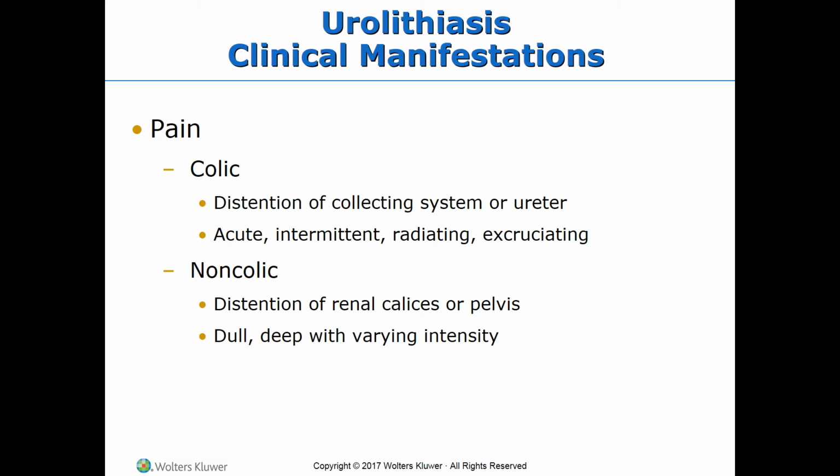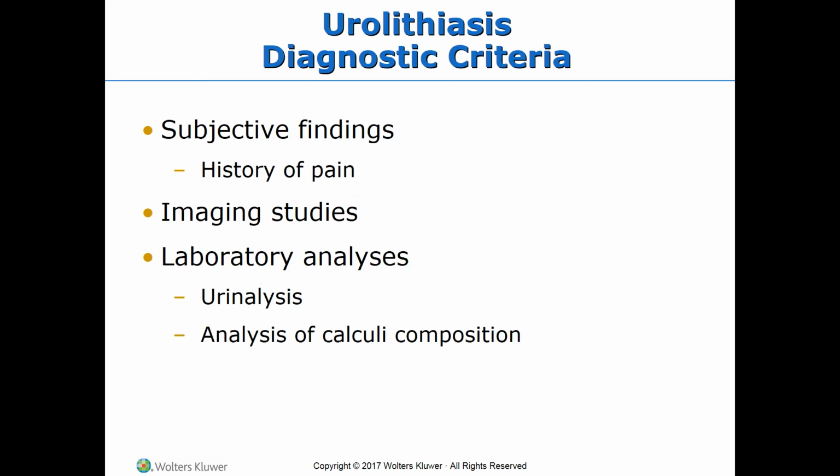Now you can have another pain that is non-colic, caused by the distension of the renal calyces or the renal pelvis, and this is characterized as dull and deep, and it can range in intensity from mild to severe. Now, hematuria also can be present because these little peaks within the stones can damage the epithelial cells within the renal tubules or whatever structure they are nearby. The manifestations can range from gross hematuria to a red tinge color change in the urine.